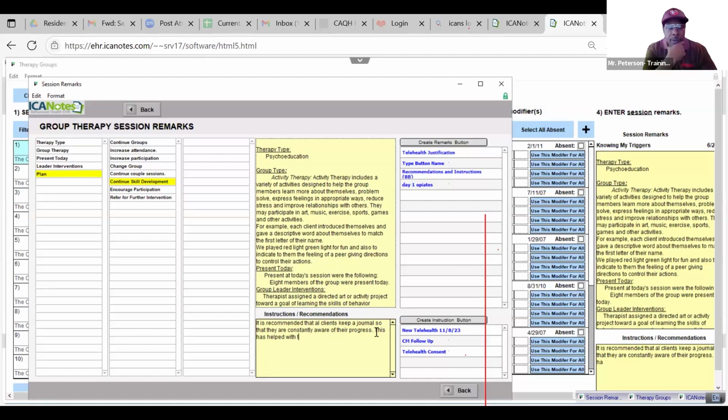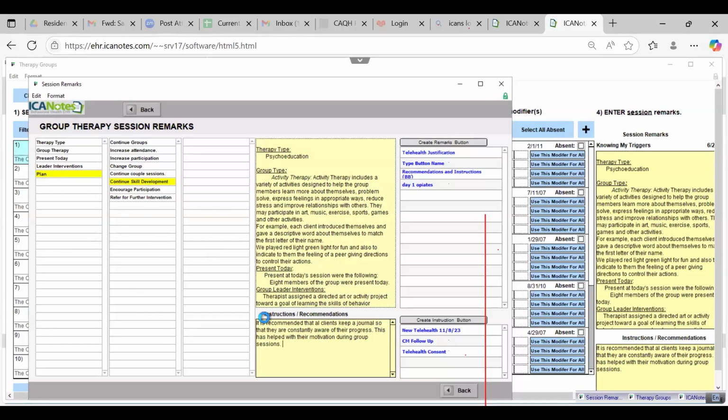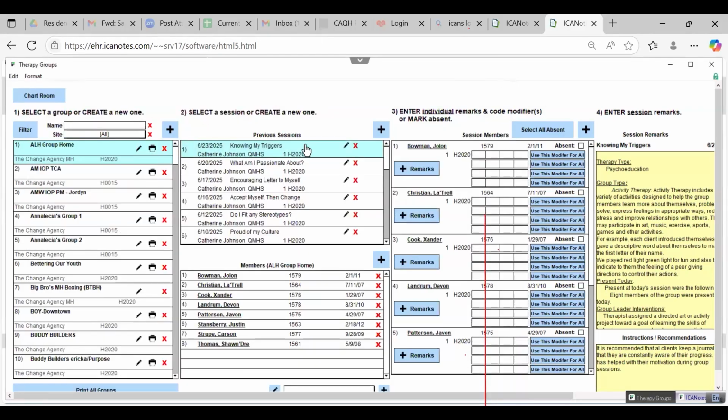So the instruction is that it's recommended that all clients keep a journal so that they are constantly aware of their progress. This has helped with their motivation during group sessions. Okay. So once we're done, plan is the last part of this group therapy session remarks. So I'm going to go back, and now I'm going to go to my individualized part.